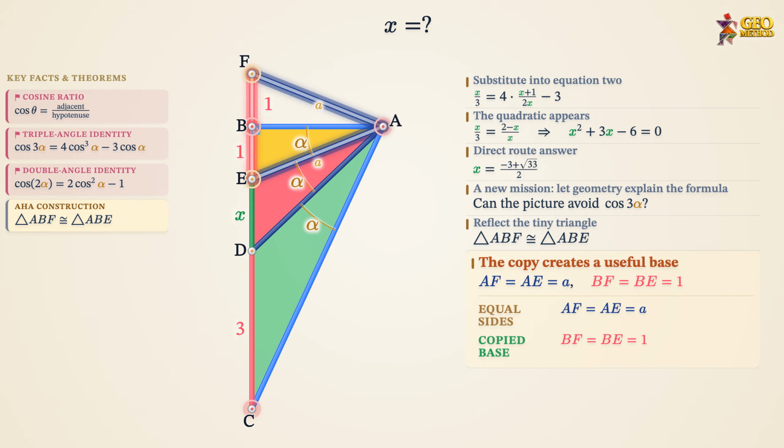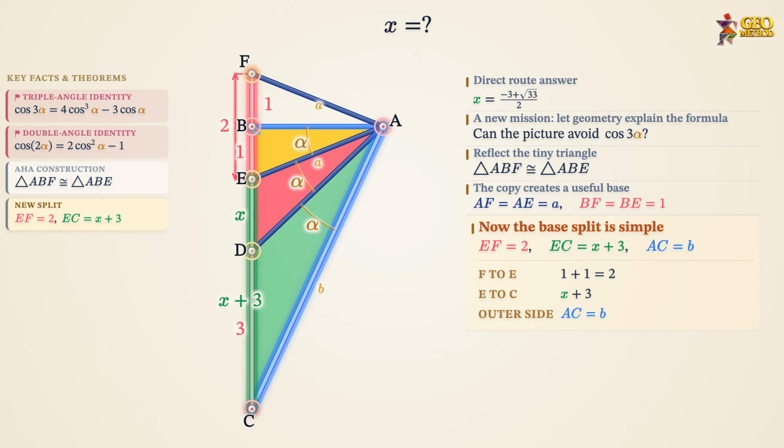Now look along the straight line FBEDC. Segment FE is 1 plus 1, so it is 2. Segment EC is x plus 3. Finally, call AC by the name B.